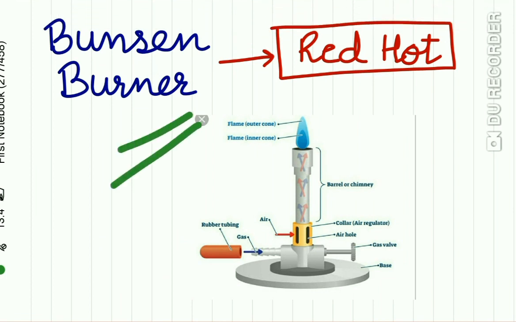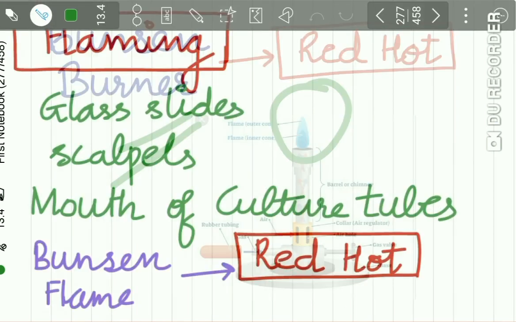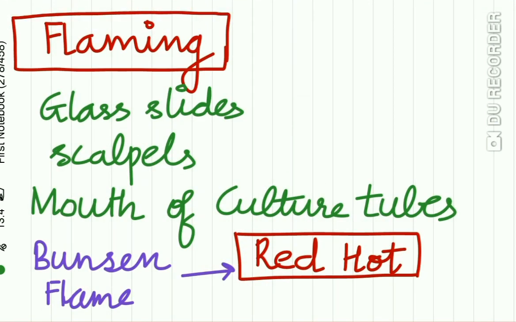So a Bunsen burner is used and the inoculation wires, tips of forceps, and needles are held in the flame of this Bunsen burner till they become red hot. Second method is the flaming method, which is used for glass slides, scalpels, and mouth of culture tubes. They are passed through this Bunsen burner till they become red hot.